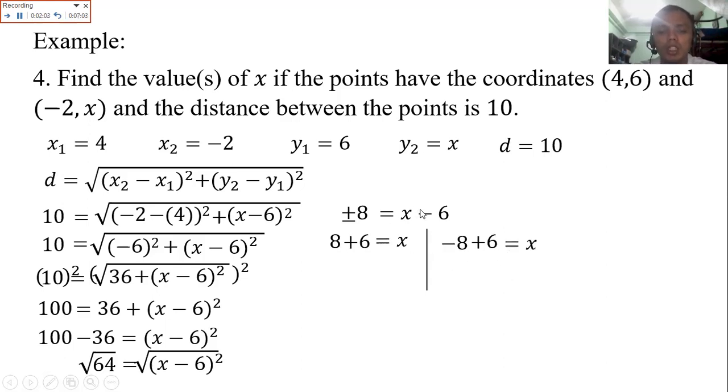Bakit naging plus 6? Nag-transpose tayo ng negative 6 to the other side. So 8 plus 6 equal to x, negative 8 plus 6 equal to x. 8 plus 6 is 14, first value of x. Negative 8 plus 6 is negative 2, the second value of x. So dalawa yung value ng x dito. It's either 14 or negative 2.